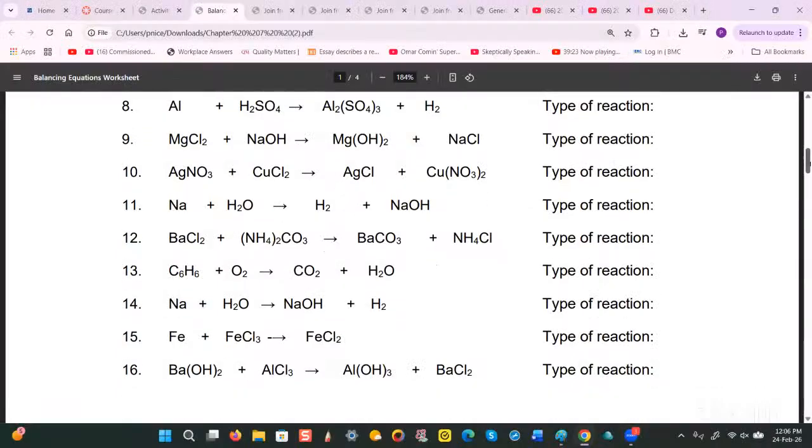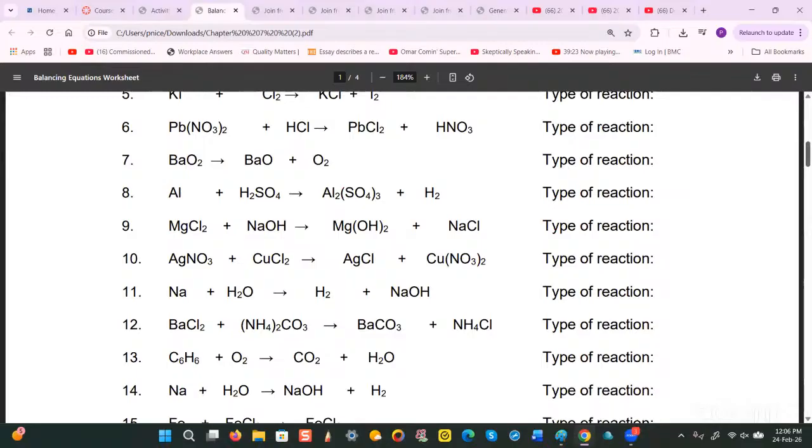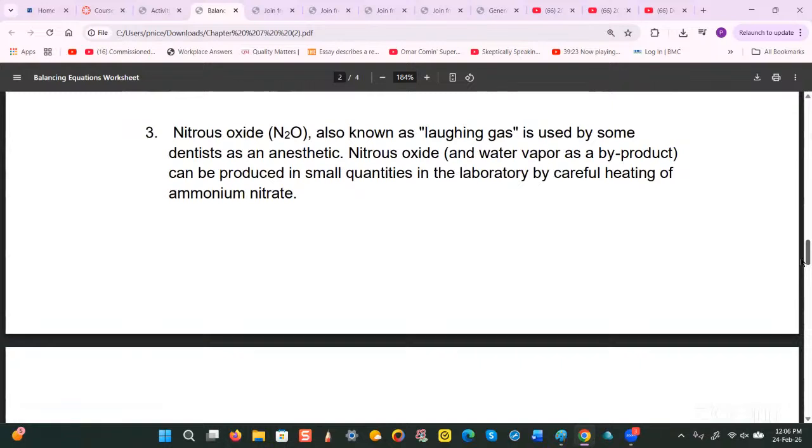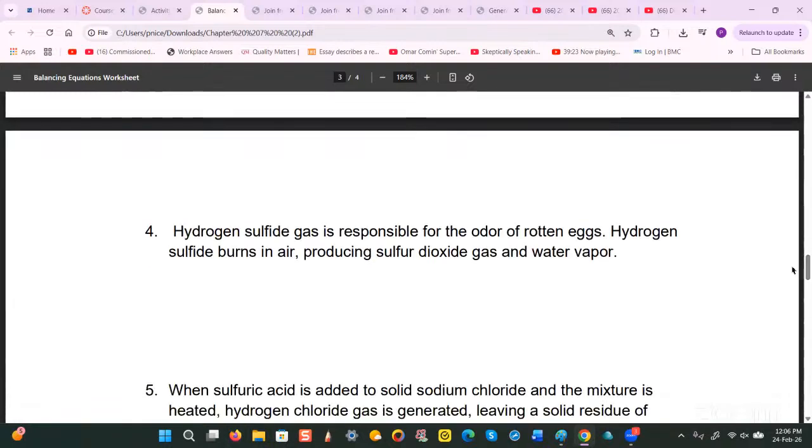Yes, sir. Number four in section B, that's a combustion reaction, right? Number 4 in section B. Yeah, that's combustion. That would definitely be burning anything in here.